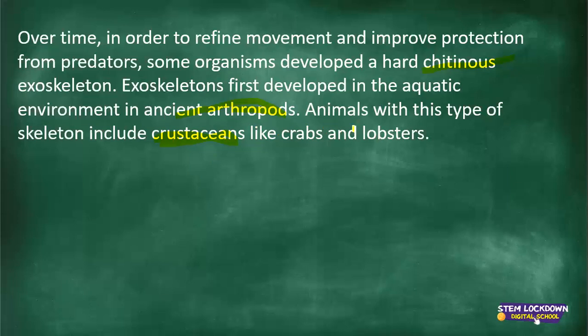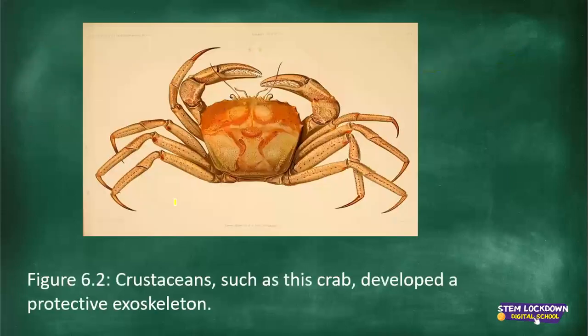So like I said, with the crabs, the lobsters, the prawns, that's your example of exoskeleton here. This is an example of a crustacean. You see the hard shell. For those who've ever eaten a crab or prawns before, you'd notice that as soon as you break open the shell, it's very soft inside.